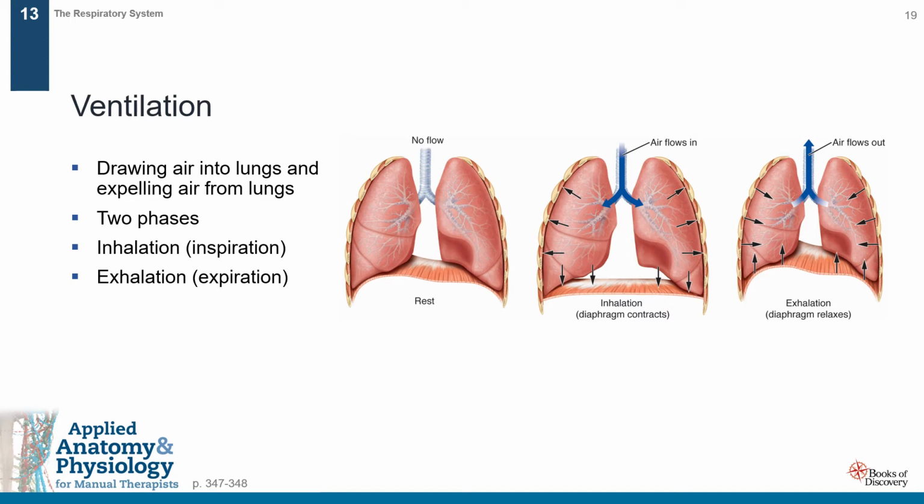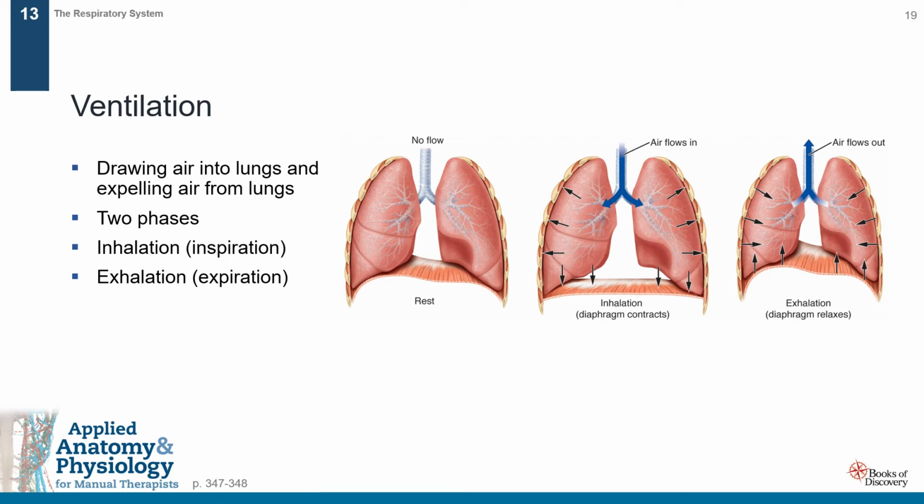Pulmonary ventilation has two phases: inhalation, which is called inspiration, which draws air into the lungs, and exhalation, also called expiration, which expels air, moisture, and heat from the lungs. Both phases result from changes in the shape and size of the thoracic cavity. These changes, produced through the contraction and relaxation of respiratory muscles, cause variances in pressure between the inside of the lungs and the external environment.